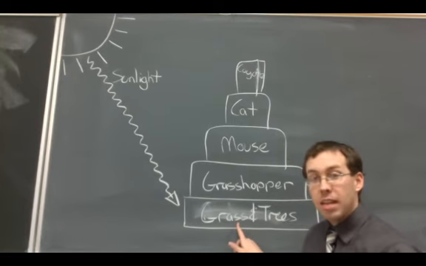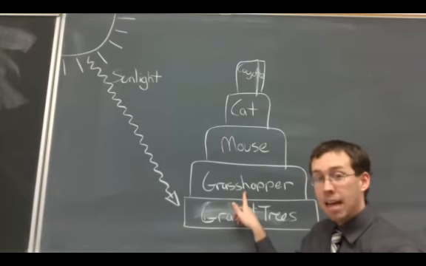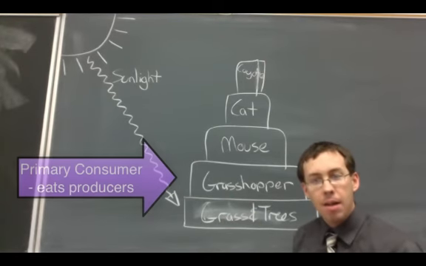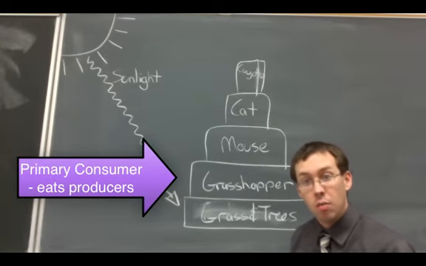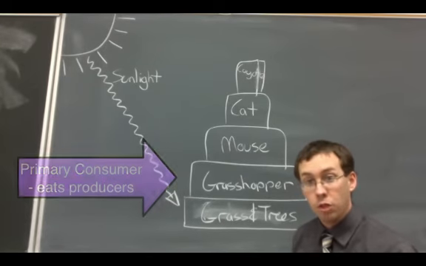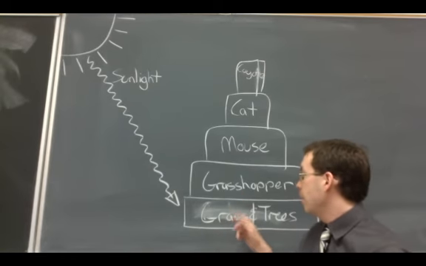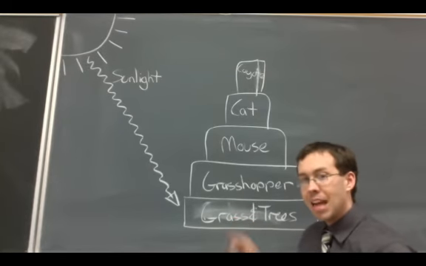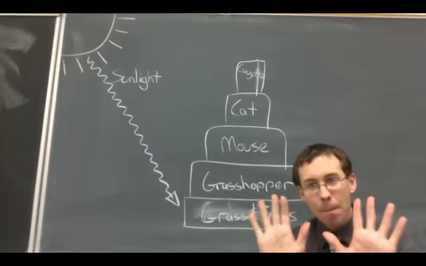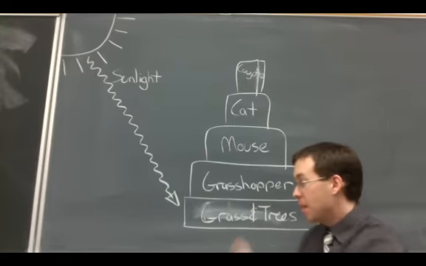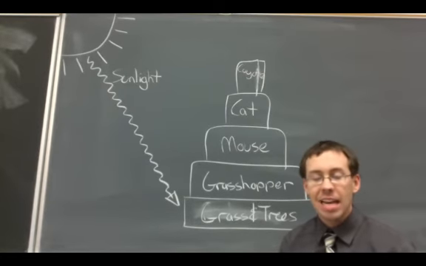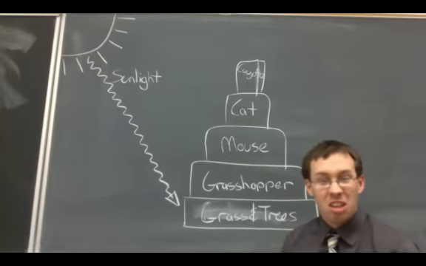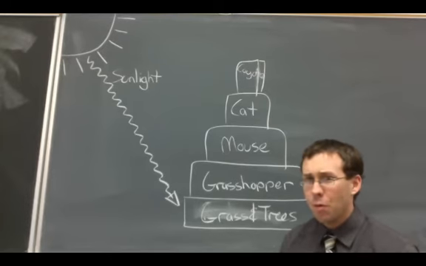Those grasses and trees are then eaten by the grasshopper. That grasshopper would then be considered a primary consumer, right? It's the first level consumer within the food web or food chain. So the grasshopper is going to eat the grass and trees and gain only 10% of the energy that is stored within the grass and trees. The other 90% is either lost as heat or just simply lost to the environment in many different ways.